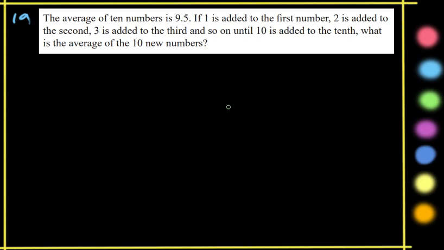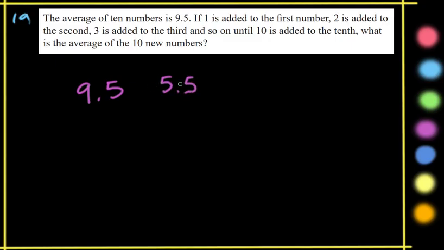This one says the average of 10 numbers is 9.5. And if 1 is added to the first number, 2 is added to the second, 3 is added to the third, and so on until 10 is added to the 10th, what is the average of the 10 new numbers? Okay, so one way to do this is to think about the average of the numbers you're adding, the average of the numbers from 1 to 10. So the sum of the numbers from 1 to 10 is 55, which means the average is 5.5.